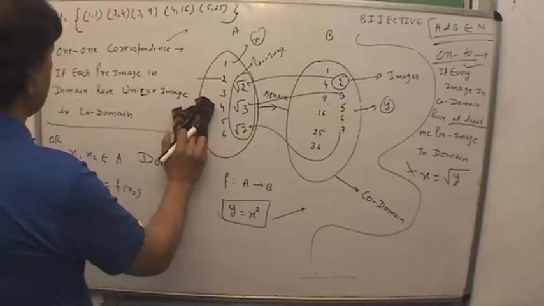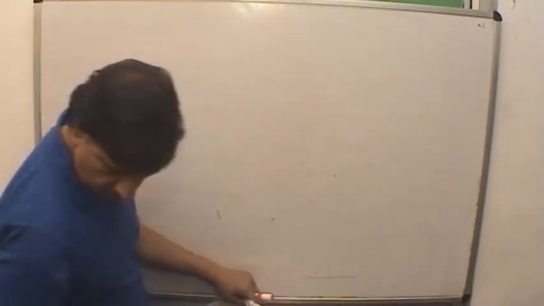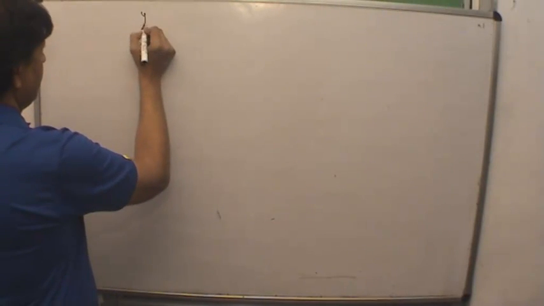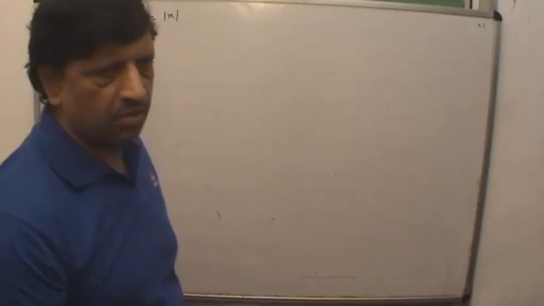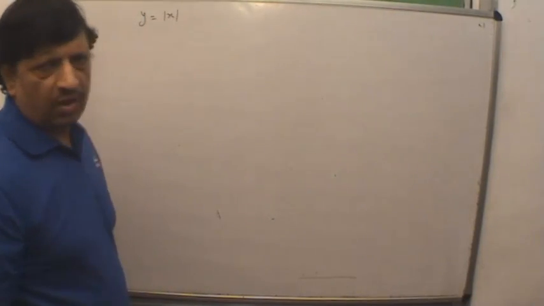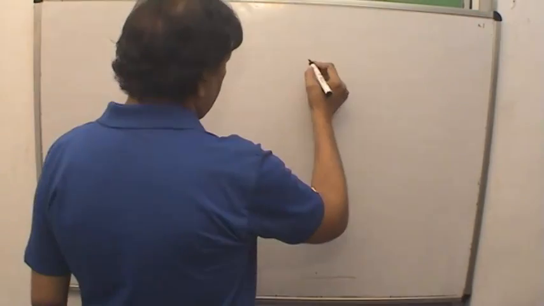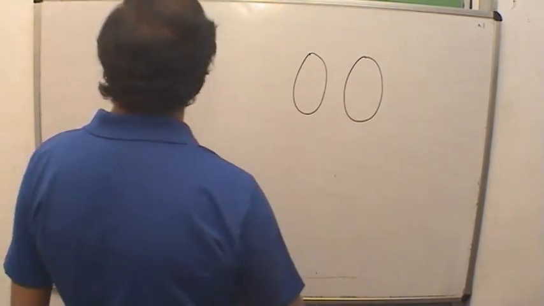Let us discuss some more examples. Say we take the function y is equal to modulus of x. These are particular examples. Modulus means we always count positive. Let us again draw our diagram like this.